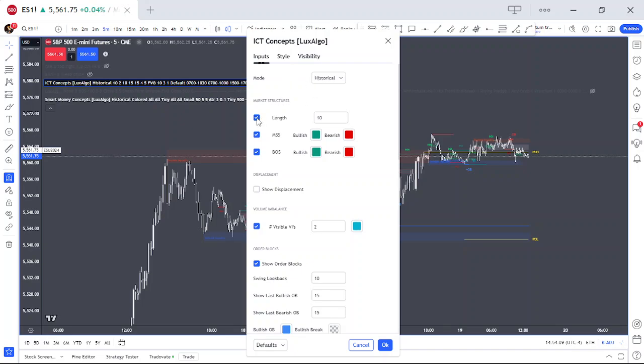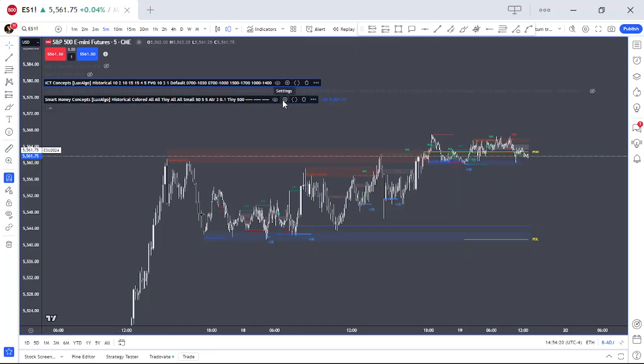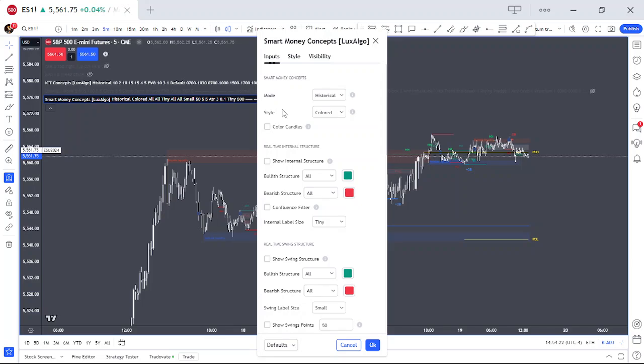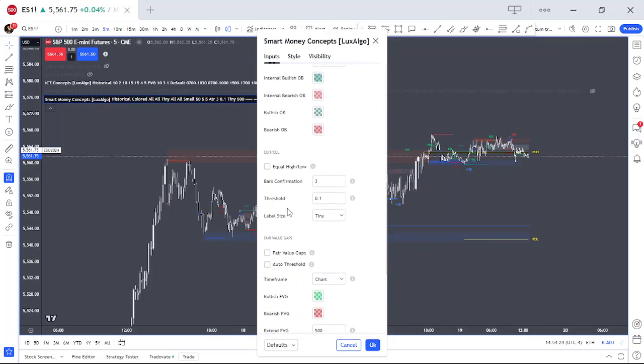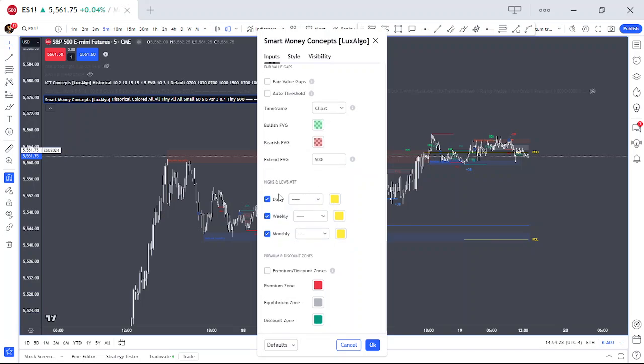All right, we want to turn everything off here. Oh, wait a minute, that's ICT Concepts. Duh. Okay, Smart Money Concepts settings. We want to turn everything off. Believe it or not, the only thing we use this indicator for is the previous highs and lows: the daily, the weekly, and the monthly. I have mine set for yellow. You can set yours any way you like.